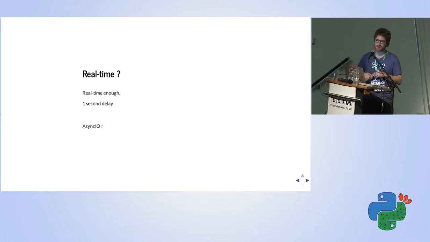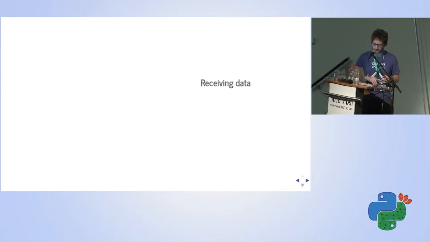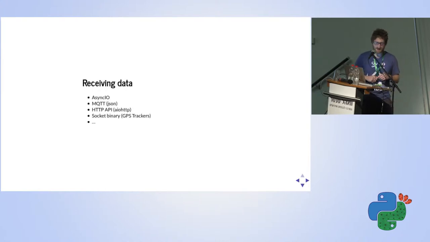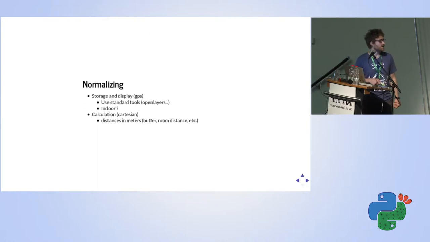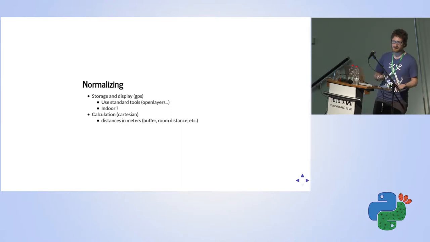In Python, when we are speaking about handling a lot of data quite fast, we now think about async IO. We could use gevents and other solutions. In Python 3, we are going now for async IO, but feel free to use whatever you want. So we will receive the data using async IO from diverse sources, be it MQTT, or ZeroMQ, getting on an HTTP API, or having a socket open to receive binary data from GPS trackers, for example, in cars or things like that. And we will normalize this data. We will store it using MongoDB, actually.